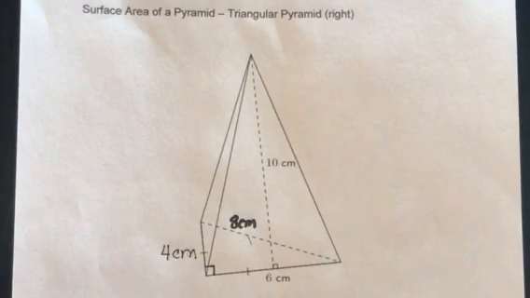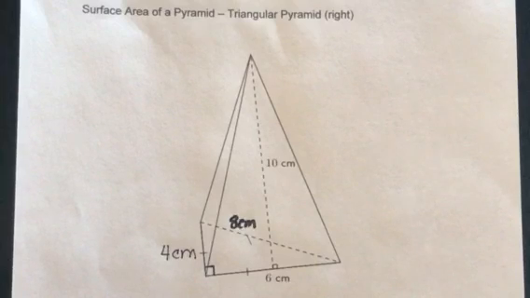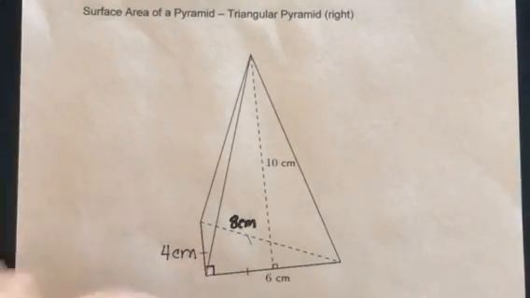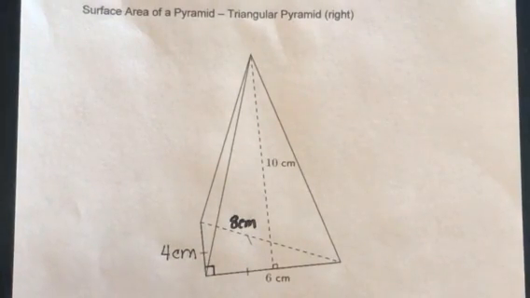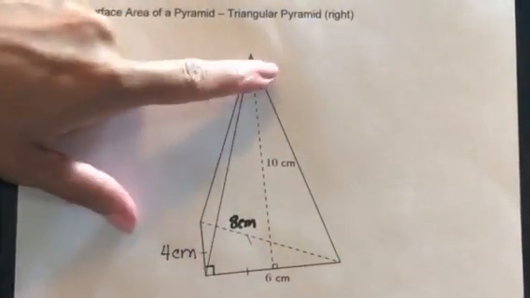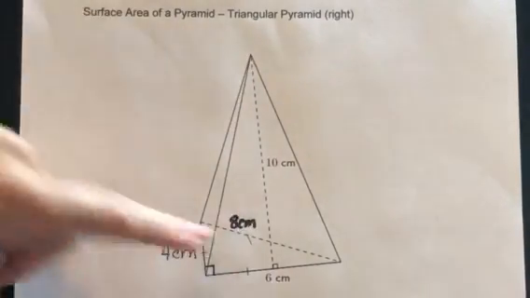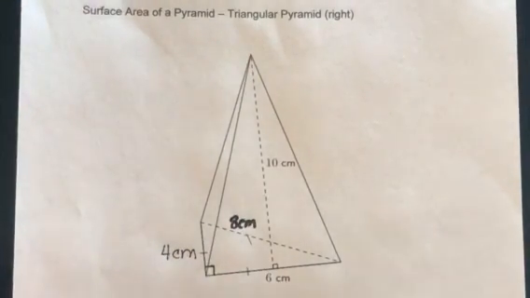We are going to be solving the surface area of a pyramid, specifically a triangular pyramid. What makes this a triangular pyramid is that the base is a triangle. Specifically, it is a right triangle. I know this because it has a 90-degree angle in the corner. Remember that a pyramid has triangles that are coming up from the base that meet at a point. So we're going to be solving for triangles as well as the triangular base.